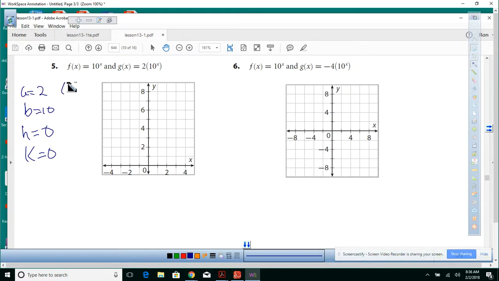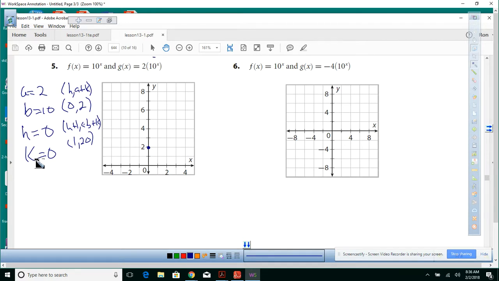We got H and then A plus K. So H is 0, and that's 2 plus 0 gives us 2. So we got 0, 2. All right, 0, 2. And then we have H plus 1 and A times B plus K. So 0 plus 1 gives you 1, and 2 times 10 is 20, plus 0 is 20. So 1, 20, that's going to be way up there.